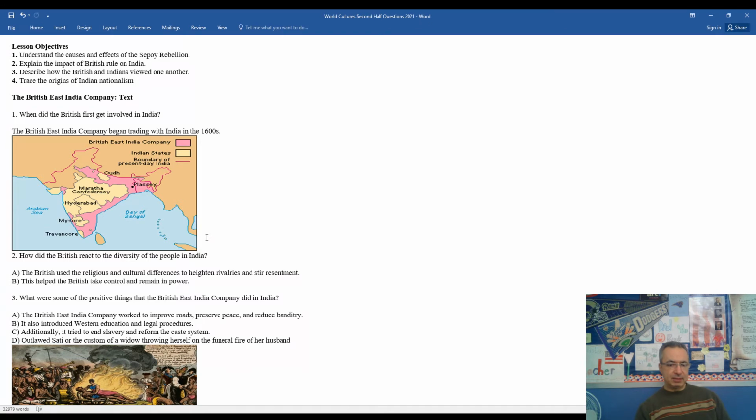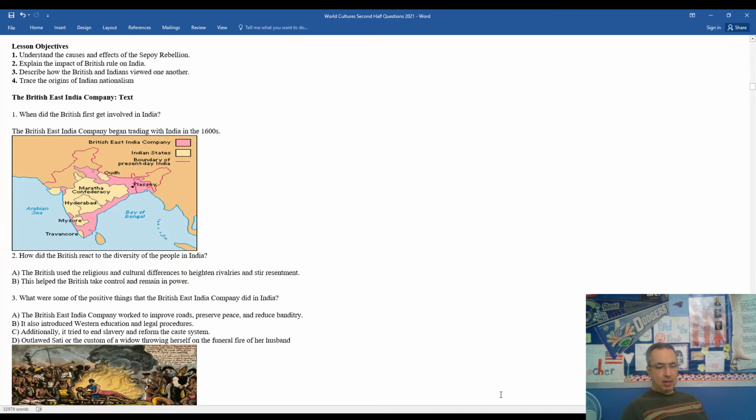Three, what were some of the positive things the British East India Company did in India? The company worked to improve roads, preserve peace, reduce banditry. It also introduced Western education and legal procedures. Additionally, it tried to end slavery and reform the old caste system.